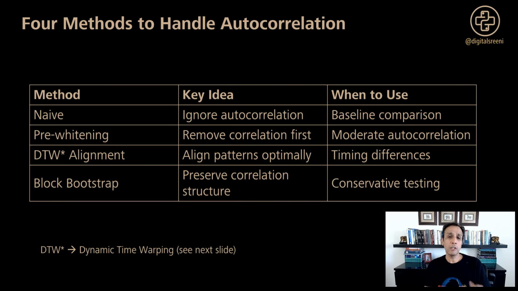So we are going to look at 4 of these. The first one is the naive method. Basically we just ignore autocorrelation and use the baseline comparison. Probably it works because autocorrelation is not as common as you think, even in time series. So probably the baseline comparison actually works. I mean, the naive method works, but I always do this as a baseline.